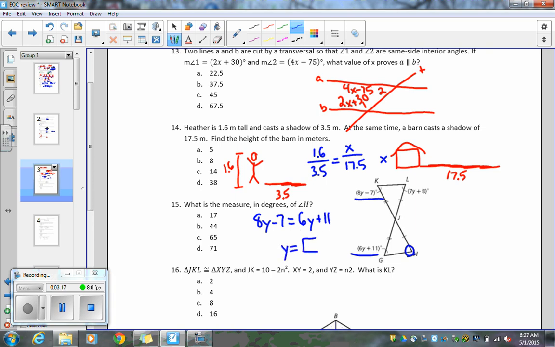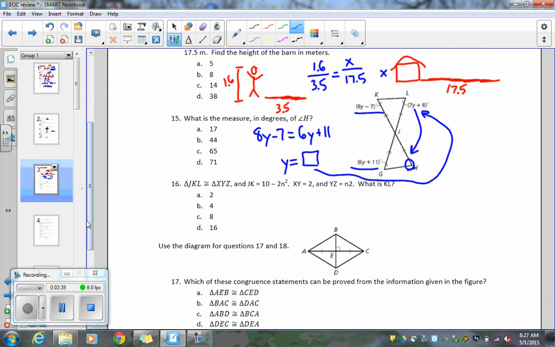Once you figure out what y is, you would then plug it in to angle L. The reason you're plugging into angle L is because angle L is congruent to angle H. So whatever you get for y, plug it in for angle L, and that's what angle H is going to be, because both of those are congruent.